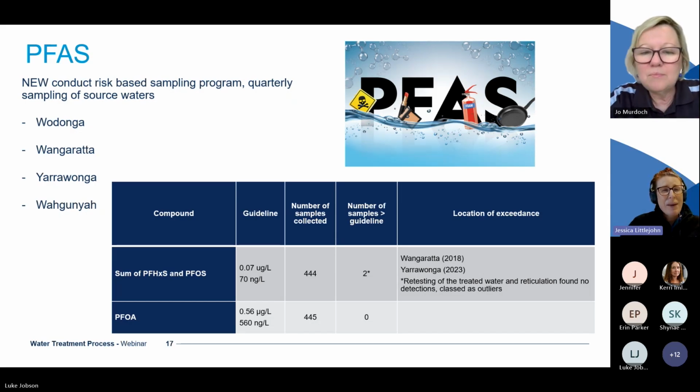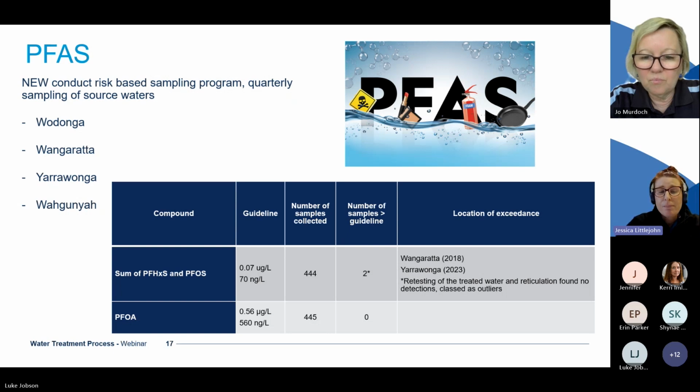What I mean by risk-based sampling programs is that we've assessed all of our raw water sources based on the catchment activities, both currently and historically. And if, say, for example, there was historic evidence of firefighting foam being used in the region, then we class that area as being potentially high risk for PFAS, such as Wodonga with the Bandiana barracks. So that has then influenced where exactly we monitor and sample for PFAS in our raw water source. So the towns that we do monitor are Wodonga, Wangaratta, Yarrawonga and Waganya.